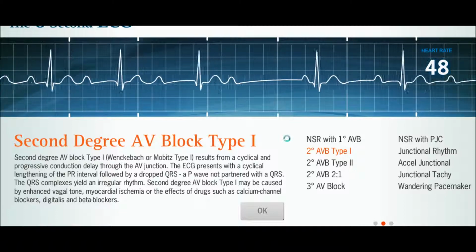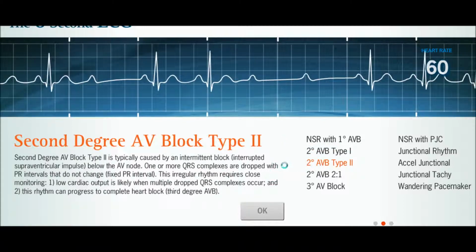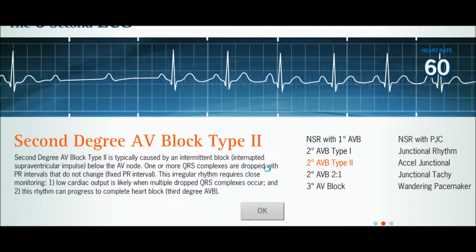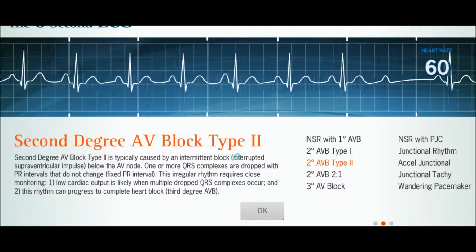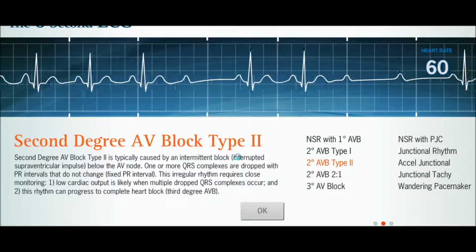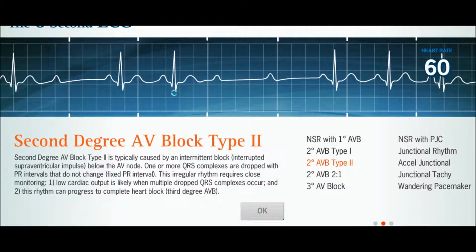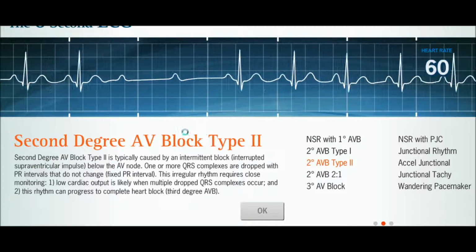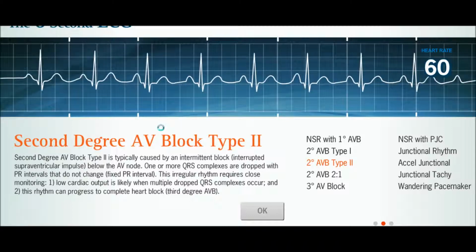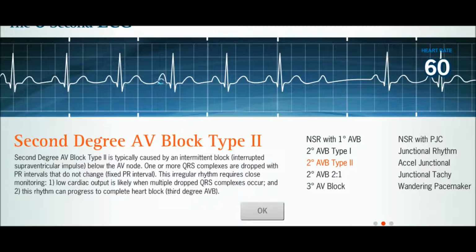Okay, there's also a type 2, which is seen here. So in a type 2, the difference is, let's let that clear off. There we go. Here in the type 2, we can have multiple P waves that are firing without the QRS complex firing. So that's the key characteristic: you have one or more QRS complexes being dropped. And the thing about the PR intervals in a second degree type 2 AV block is the PR intervals don't change. So you see how they're all evenly spaced: P, QRS, P, QRS, P, QRS.